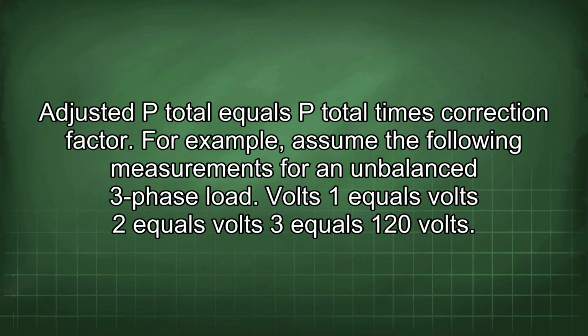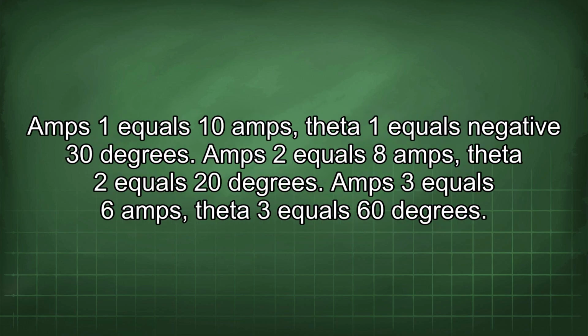For example, assume the following measurements for an unbalanced three-phase load. Volts 1 equals volts 2 equals volts 3 equals 120 volts. Amps 1 equals 10 amps, theta 1 equals negative 30 degrees. Amps 2 equals 8 amps, theta 2 equals 20 degrees. Amps 3 equals 6 amps, theta 3 equals 60 degrees.